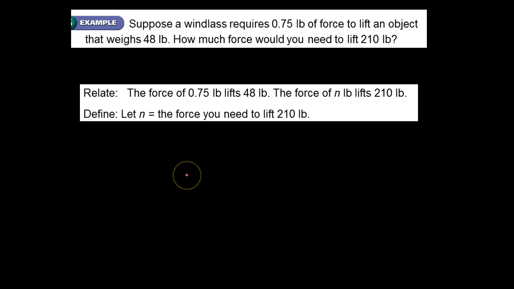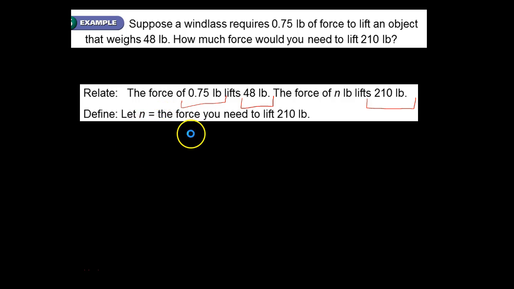Last part here. So here is a kind of a force problem. A windlass requires 0.75 pounds of force to lift an object, and it weighs 48 pounds. How much force would you need to lift 210 pounds? So retaking what's important here: the force, 0.75 pound, lifts 48 pounds. So how much force do I need if I'm going to lift 210 pounds?